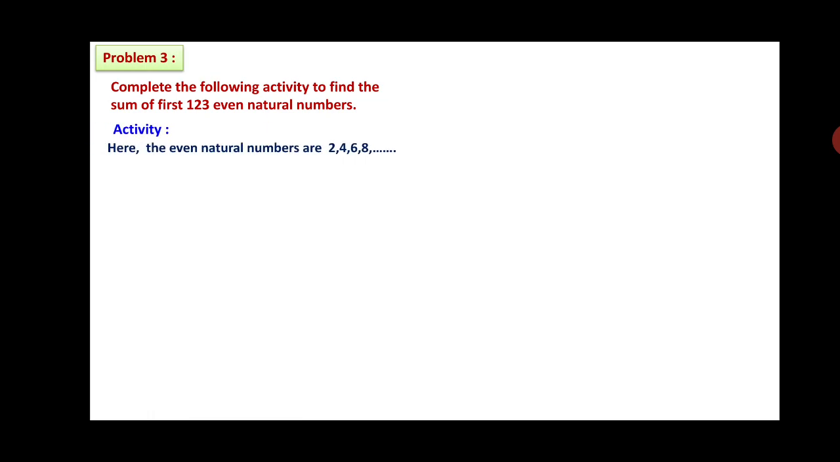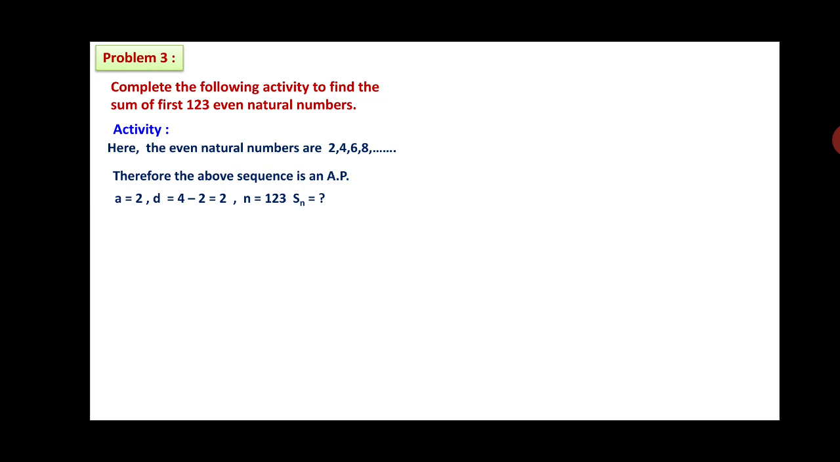There are 6 boxes that you have to complete with numerical values. Let us start with this third problem. Complete the following activity to find the sum of first 123 even natural numbers. The activity is like this. Here the even natural numbers are 2, 4, 6, 8 and so on. Therefore the above sequence is an AP.